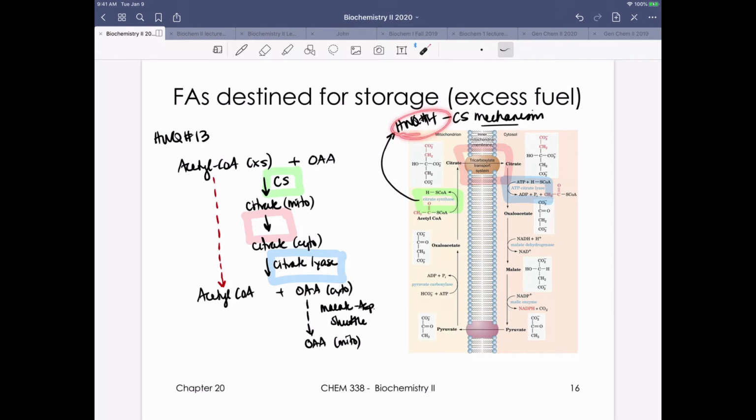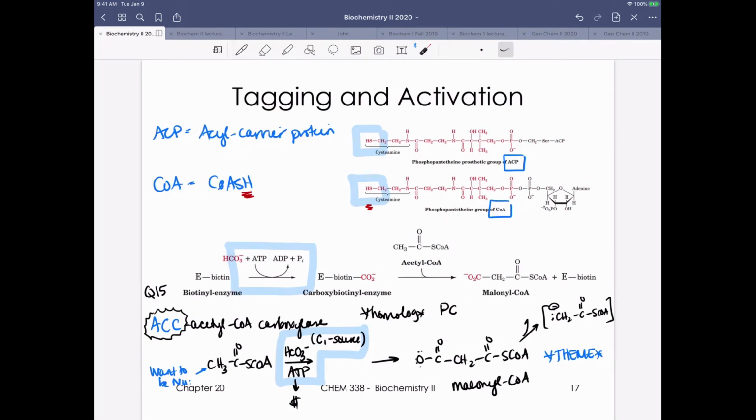So again, homework question 14 here really deals with the mechanism for citrate synthase. So when we talked about beta oxidation chemistry, we were talking about that reverse Claisen condensation. Now we are actually talking about that Claisen condensation chemistry. So we're going to get to that in just a minute here.